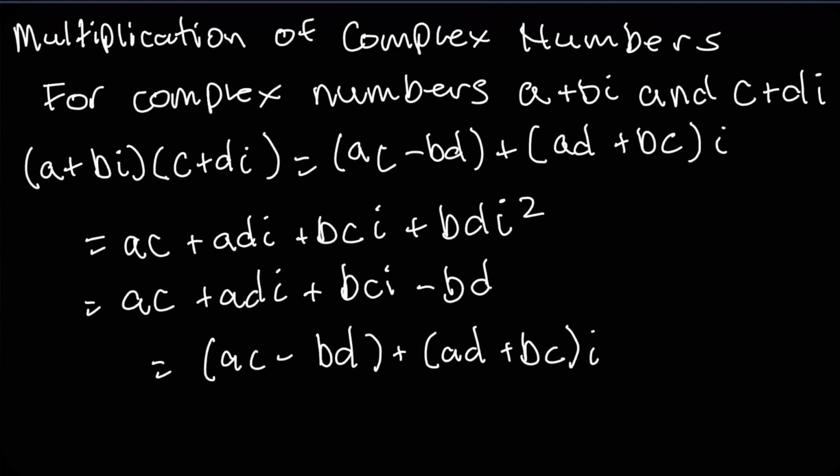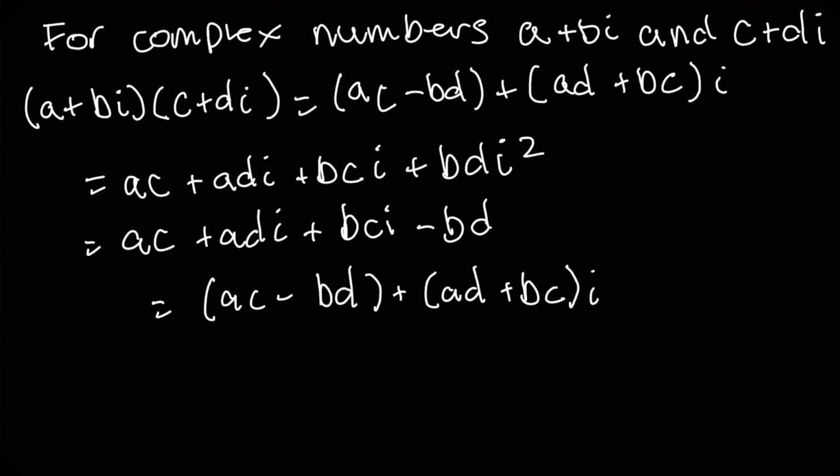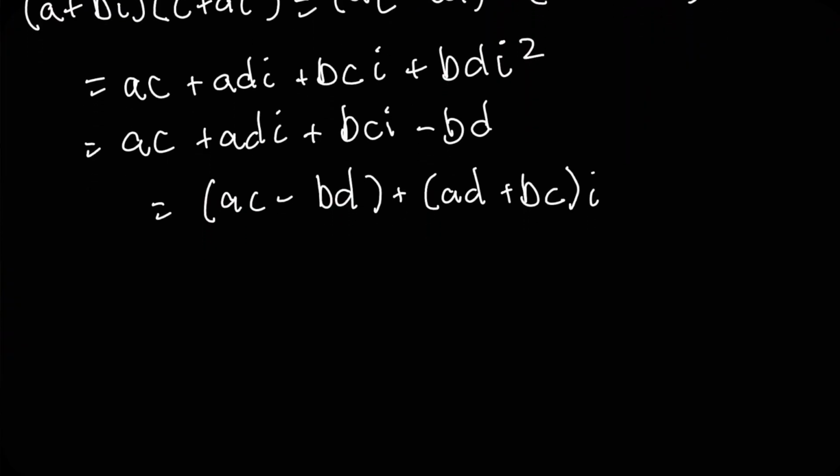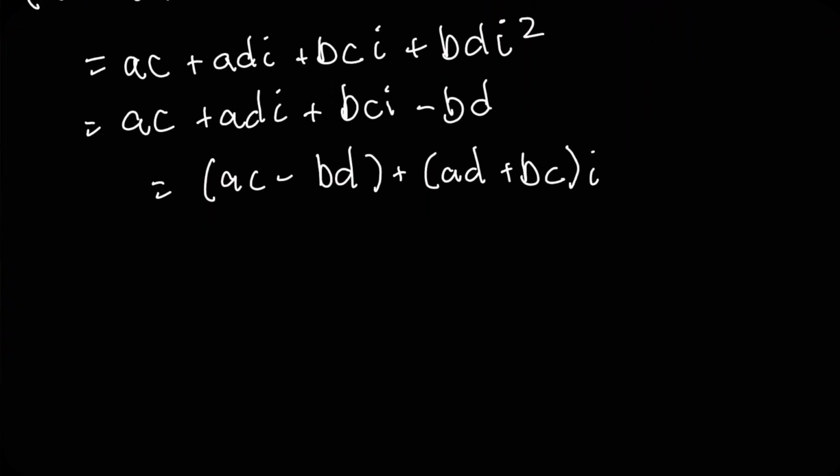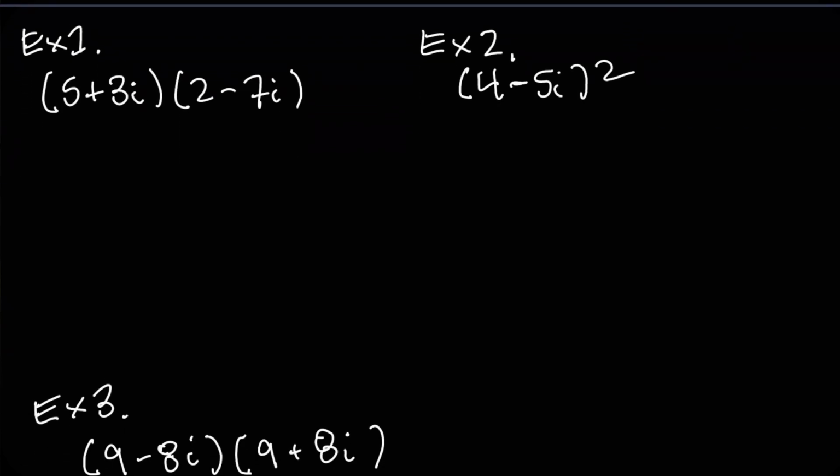So looking at the multiplication of complex numbers, for complex numbers a plus bi and c plus di, we have a plus bi and then c plus di, and we're going to multiply those, leaving us with ac minus bd plus ad plus bc, and then outside of our parentheses we'll have the i. And when we reduce this, it'll look something like this. So let's go ahead and apply that.